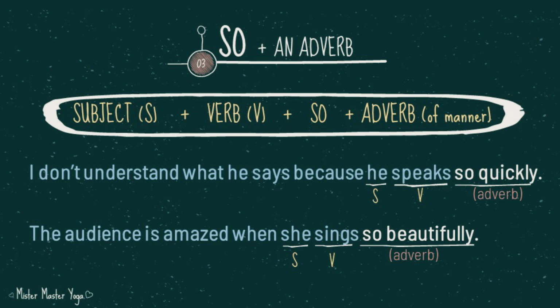Let's check another example. The audience is amazed when she sings so beautifully. She sings so beautifully. So she, the subject here, is doing something. What? Sings. So in this case, when the subject is doing something, or when the predicate of a sentence is a verb, we can use so with an adverb of manner.